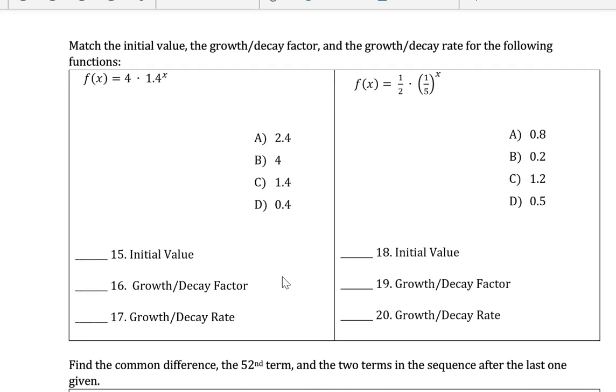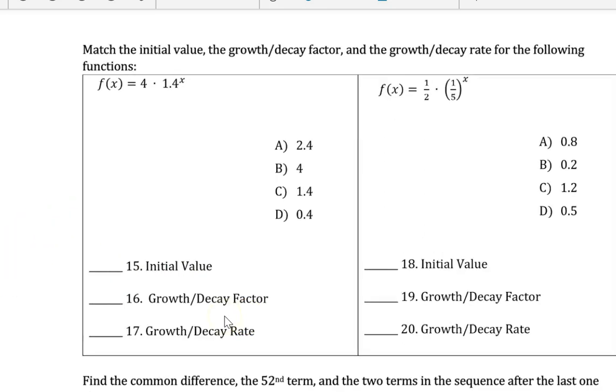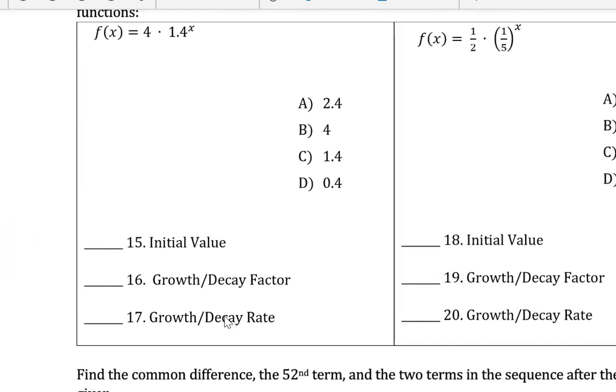So let's take a quick look at these. So our initial value, if we think about our functions here, the initial value is that number we're multiplying by out front. So the initial value in this case would just be 4. Growth or decay factor, this is the base of that exponential. So here we have 1.4. So our answer is just going to be C.